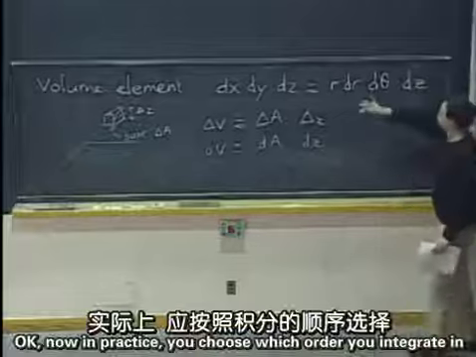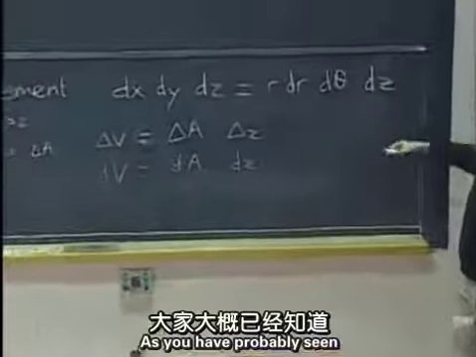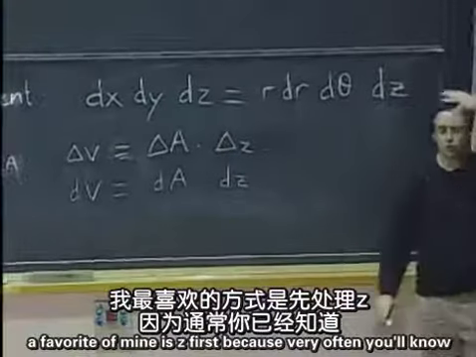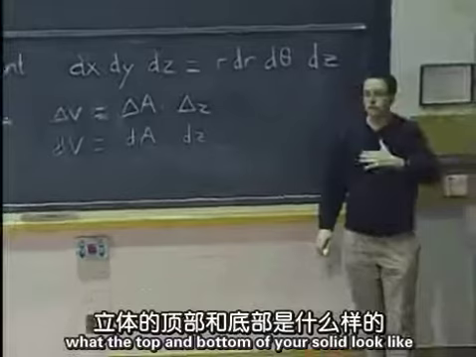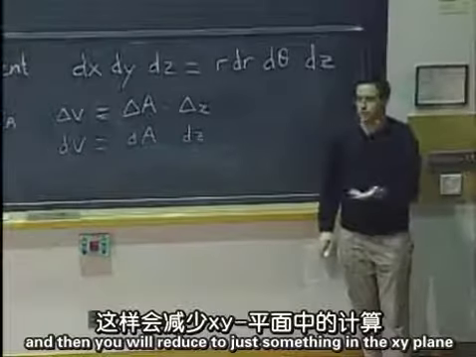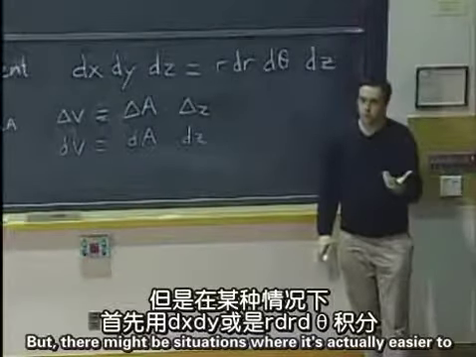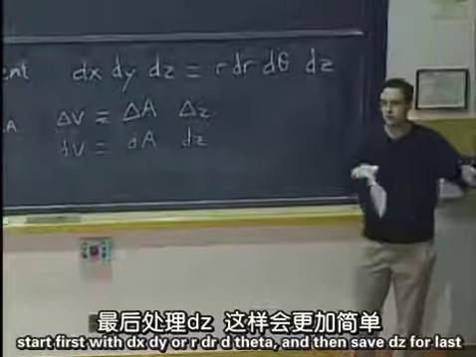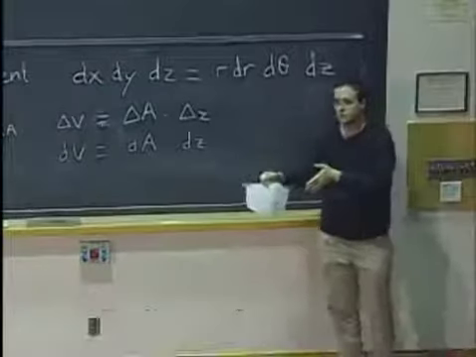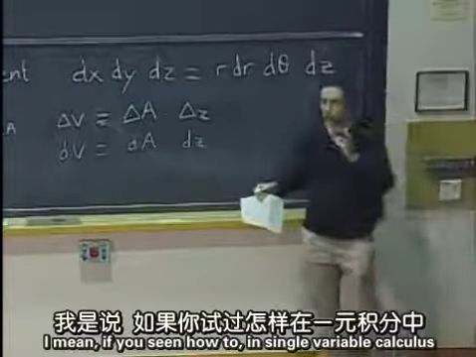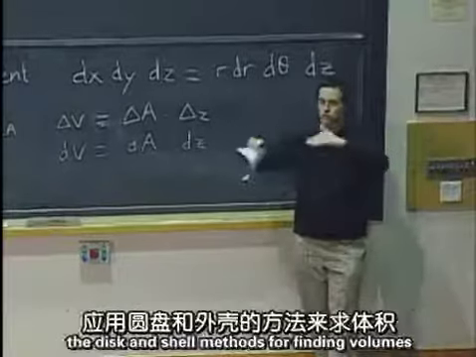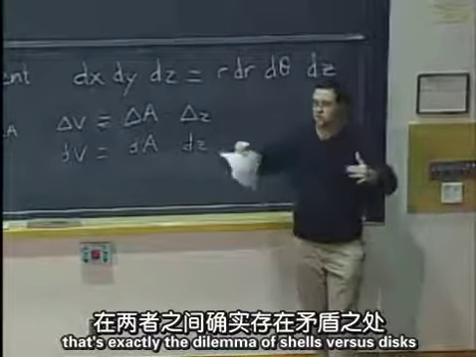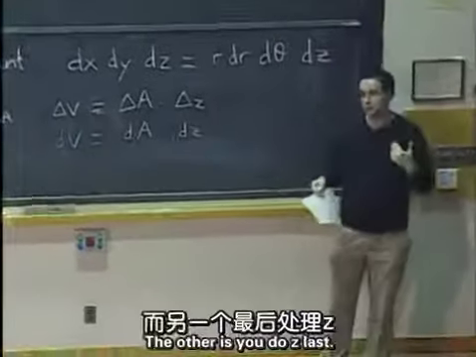Now in practice, you choose which order you integrate in. As you've probably seen, a favorite of mine is z first, because very often you'll know what the top and bottom of your solid look like, and then you reduce to just something in the xy plane. But there might be situations where it's easier to start first with dx dy or r dr d theta, and then save dz for last. If you've seen the disk and shell methods for finding volumes in single variable calculus, that's exactly the dilemma of shells versus disks. One of them is you do z first, the other is you do z last.